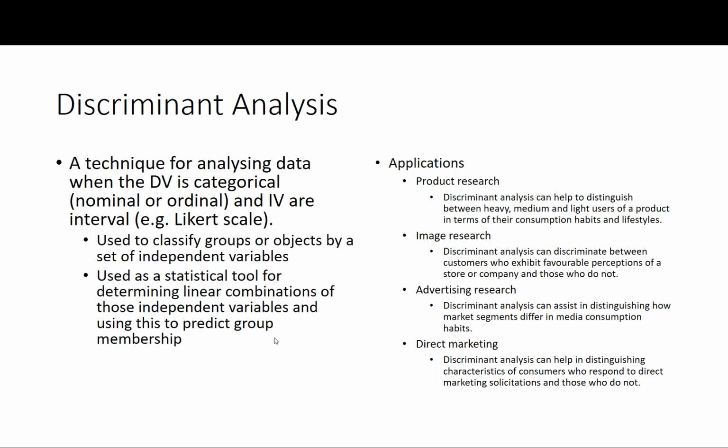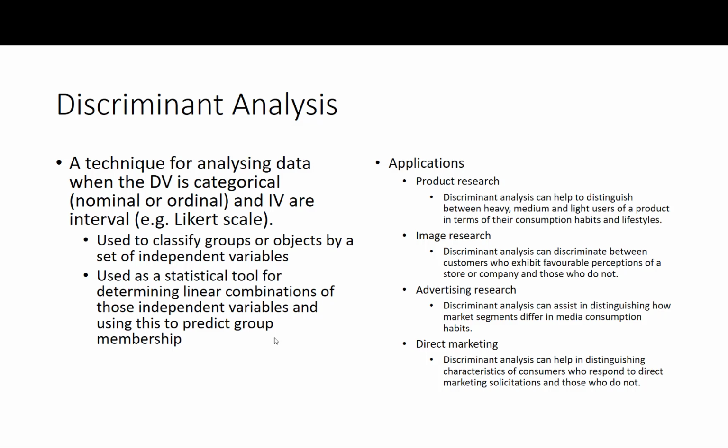So discriminant analysis is a technique to analyze when a dependent variable is categorical, so when it's nominal or ordinal, and you have independent variables that are interval, so Likert scales. So we can use this to classify groups or objects by a set of independent variables. This is basically a statistical tool for determining linear combinations of independent variables that will predict group membership.